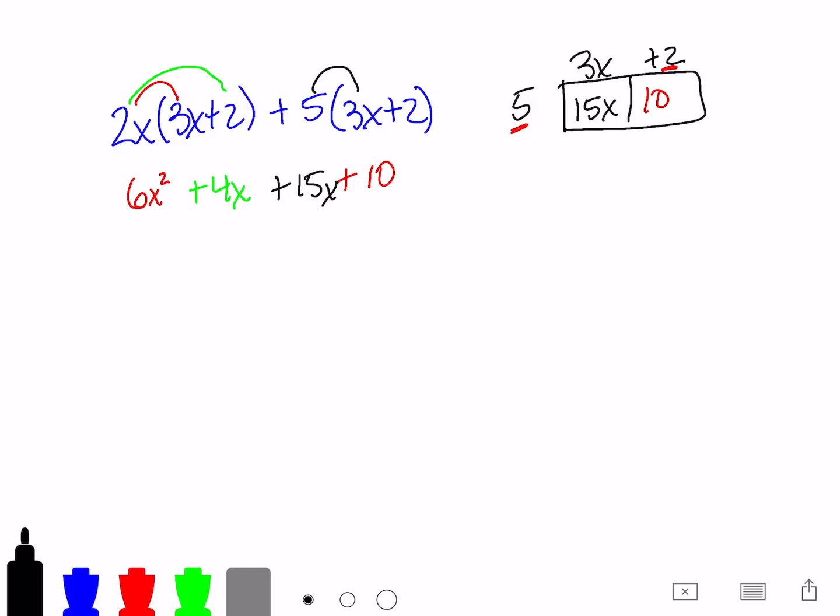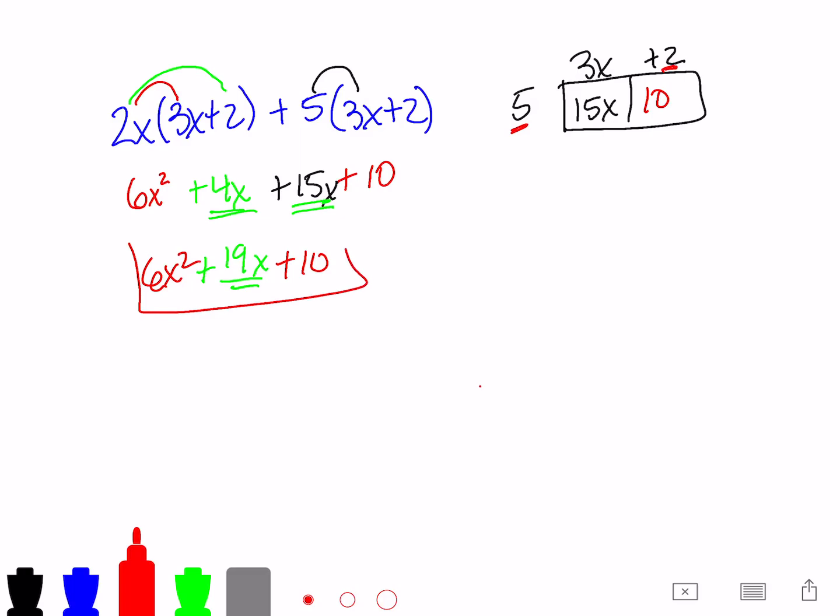All right. And then hopefully you saw that these two are like terms because they're both x's. So you can add those two together. You add them by adding their coefficients. So you do the 4 plus the 15. When we do 4 plus 15, that gives us 19x. And then we keep the 6x squared. The 19 was positive, so I'm going to put a plus there. And then we keep the positive 10. So then that became our answer.